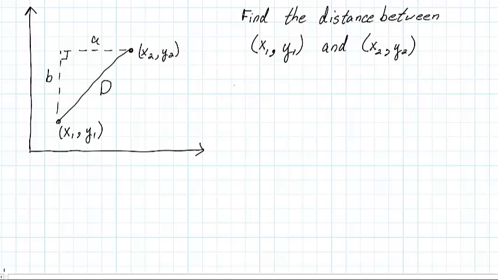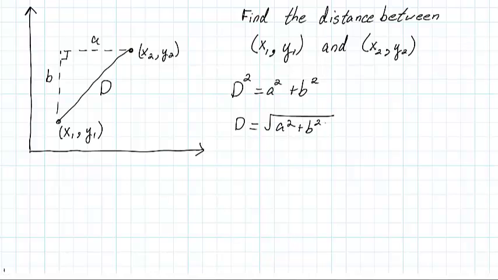And we can use the Pythagorean theorem to say that D squared equals A squared plus B squared. And of course, since distances are positive, we get that D equals the square root of A squared plus B squared. Typically, when we take the square root of both sides, we'd have a plus or minus, but here we don't have to worry about it because, again, distances are always positive.